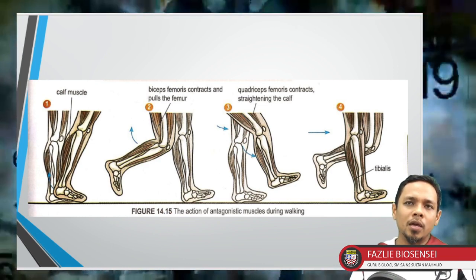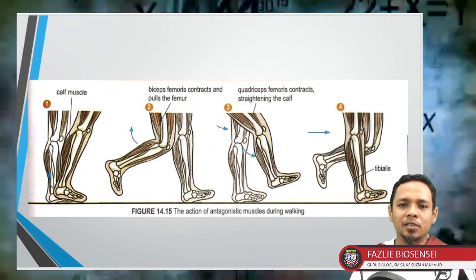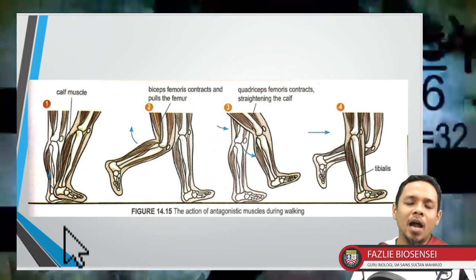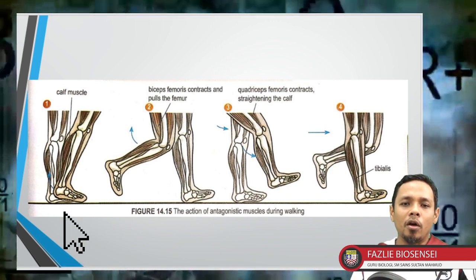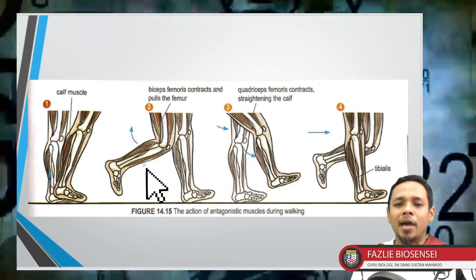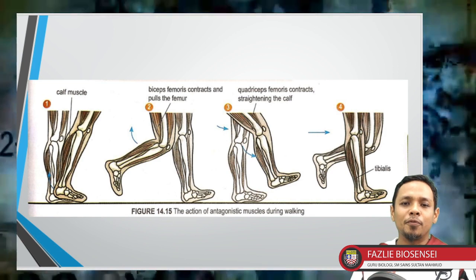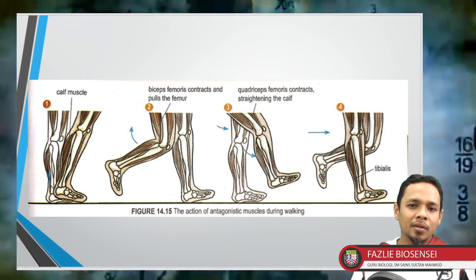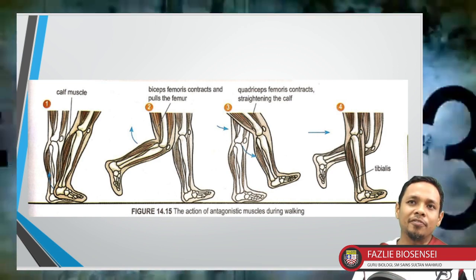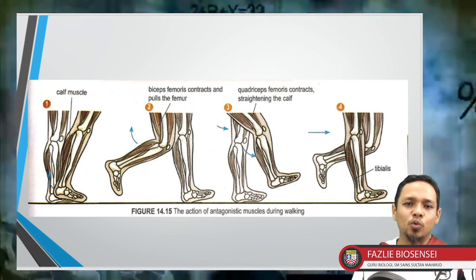Okay, so when we want to walk, the right calf muscle contracts, lifting our heel. And then the ball of the foot pushes against the ground. At the same time, the bicep femoris contracts, bending the leg at the knee joint. And then the right leg is lifted. You can refer to diagram number 2.